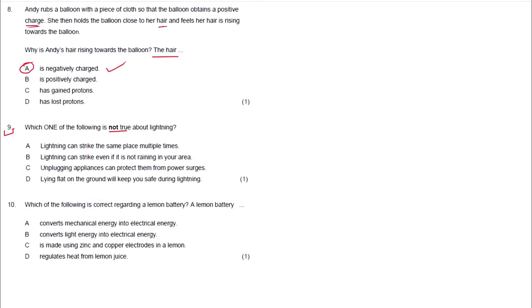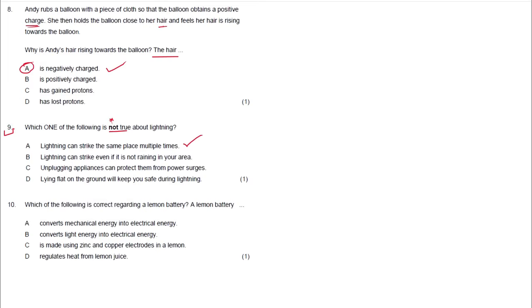So we are looking for the answer that is not true. Okay? So here, the first option says that lightning can strike the same place multiple times. So we can see that this one is true. And then remember we're looking for the one that is not true. So the first one, we can see that it is true.